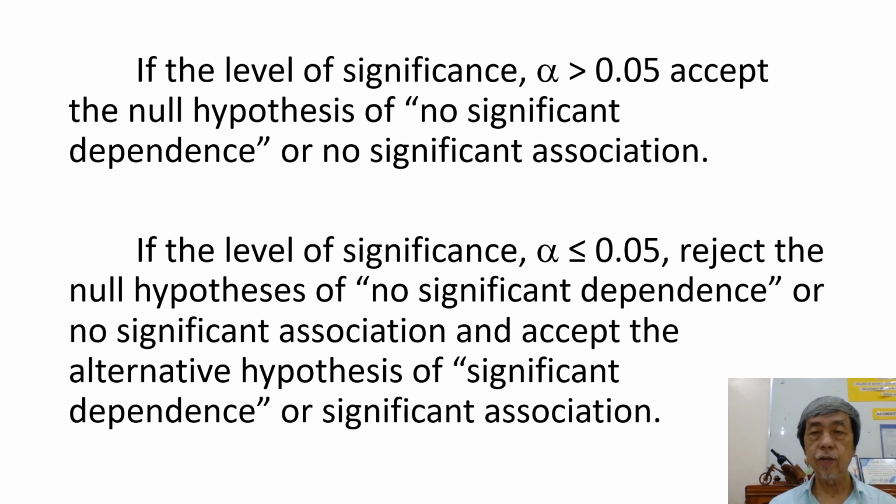If the level of significance alpha is greater than 0.05, accept the null hypothesis of no significant dependence or no significant association. If the level of significance alpha is less than or equal to 0.05, reject the null hypothesis of no significant dependence or no significant association, and accept the alternative hypothesis of significant dependence or significant association.